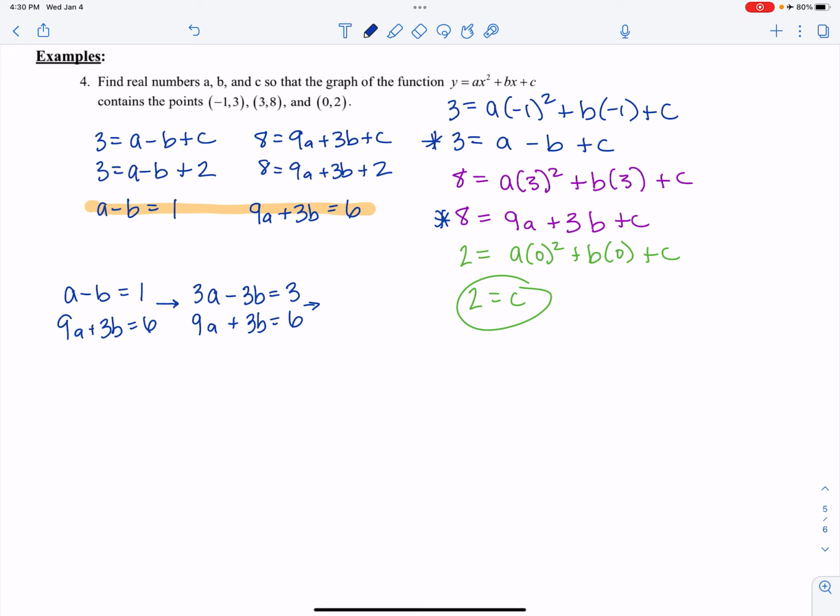And that's going to give us, if we eliminate the b, then we'll have 3a minus 3b equals 3. And then we have 9 plus 3 is 12a. 3 minus 3 is 0. And 6 plus 3 is 9. So 12a equals 9. That means that a equals 9 over 12, which is 3/4.